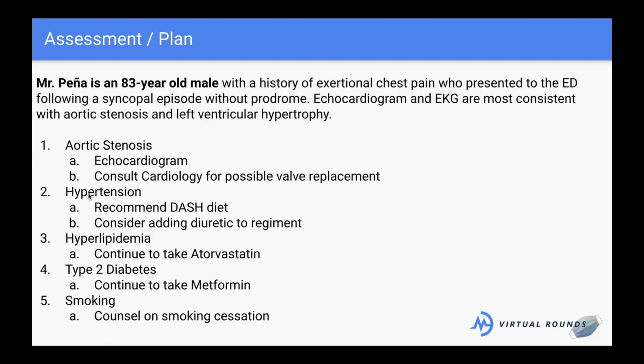So his hypertension, we want to recommend the DASH diet. I was pimped on this question during rounds. Does anyone know what DASH stands for? It's kind of silly once I tell you, if you don't know it already. Yeah, it is a low salt diet, but it actually means dietary approach to stop hypertension, which is kind of a silly acronym, I thought.